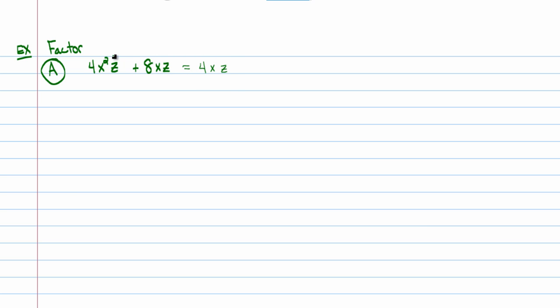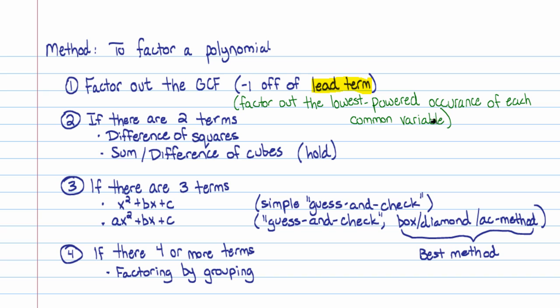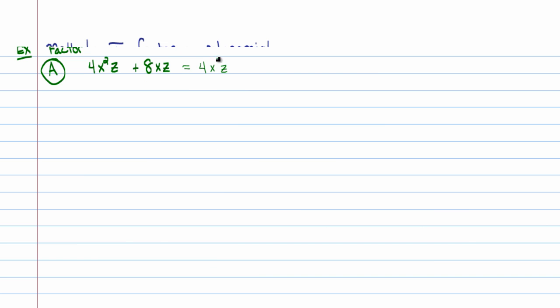Now, the rule of thumb here, and maybe I'll even write it on my method back here, the rule of thumb is to factor out the lowest powered occurrence of each variable. And in fact, those variables that you factor out, they should be common variables. In other words, every term should have them. So you should factor out the lowest powered occurrence of each common variable. And so I see they both have a common variable of x and z. The lowest power of x between the two is just x to the first. And the lowest power of z between the two is just z to the first. So that's how I decide what to factor out.